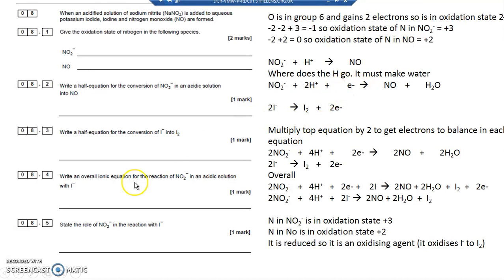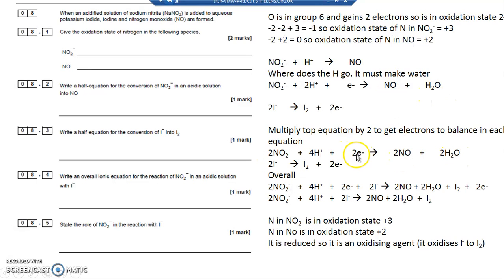But anyway, more importantly, to balance it, I've got 1 electron on the left-hand side of this, and I've got 2 electrons on the right-hand side of this. So when I add everything from the left of both equations and put it on the left of my overall, and everything on the right of both equations on the right of overall, I want the electrons to cancel, and they're not going to, so I'm going to have to multiply this by 2, everything by 2. So 2 NO2 minuses, 2 times 2 is 4 H pluses, 2 e minuses, 2 NO and 2 H2Os.